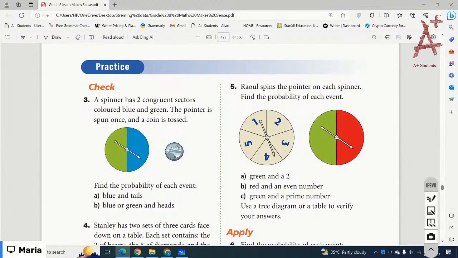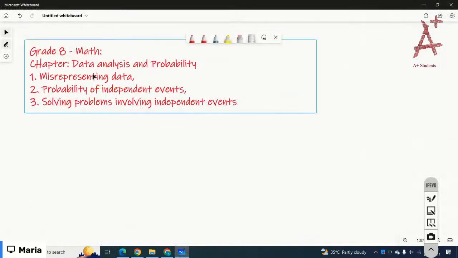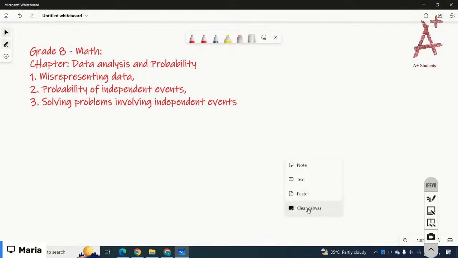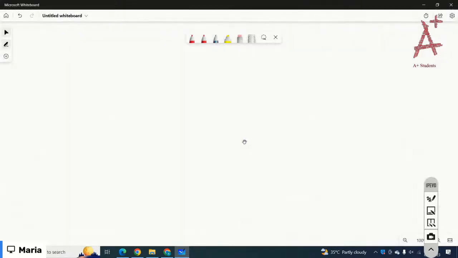Okay, so the outcome of one event does not affect the other, right? That means the events are independent. If you spin the spinner and you toss a coin, they are two different events. So they are independent events, right? Let's calculate the probability of A, blue and tails. You have just two colors on the spinner, blue and green, so the probability for each of them is half. Also for the coin, you have just two outcomes, head or tail, so the probability of head and the probability of tail would be half, right?